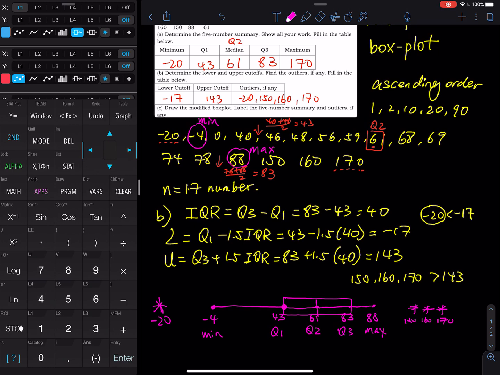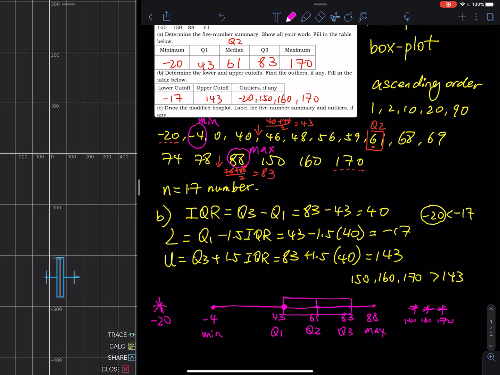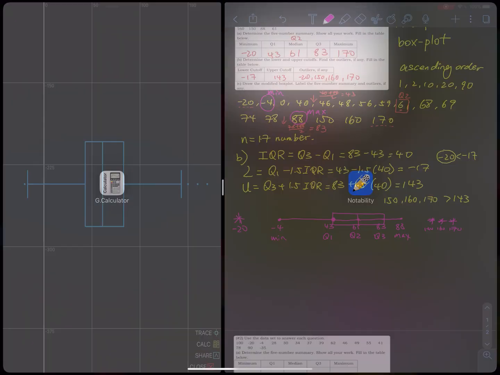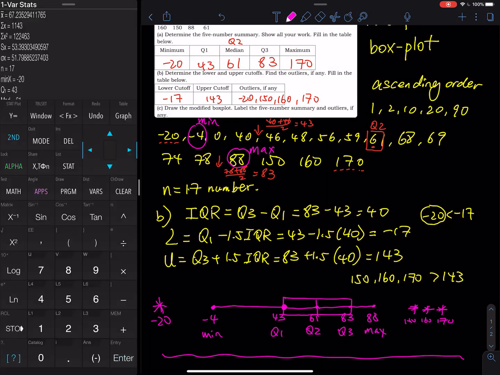So let's see if the graph will work. This one is pretty hard to see. It's right here. So that is my modified boxplot. If you do this in your own graphing calculator, the result should be so much nicer. But for me, I will just do this by hand. It is not a tough job to do. All right, so that will be all for this problem. Let's move on to the next one.